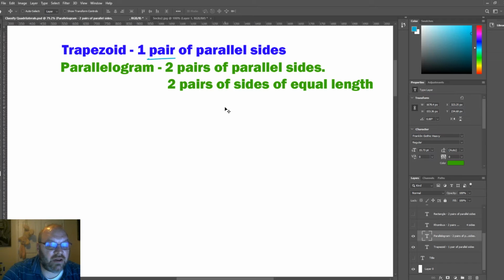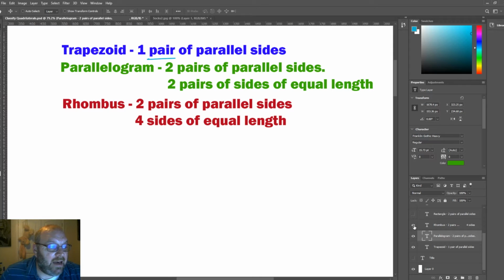I know it might sound a little confusing now. We're going to go through them all, and then I'll show you some tricks on how to remember them, okay? Then we have a rhombus, which is two pairs of parallel sides and four sides of equal length. Okay, so four of the sides are going to be the same length, and then it has two pairs of parallel sides, which means there's one pair of parallel sides, and then there's another pair of parallel sides.